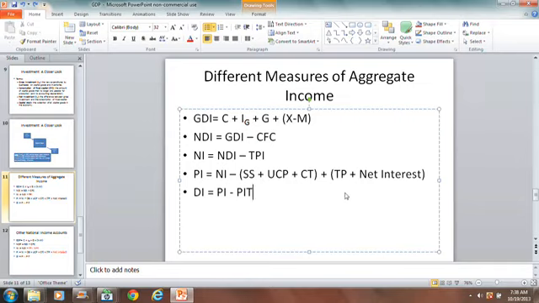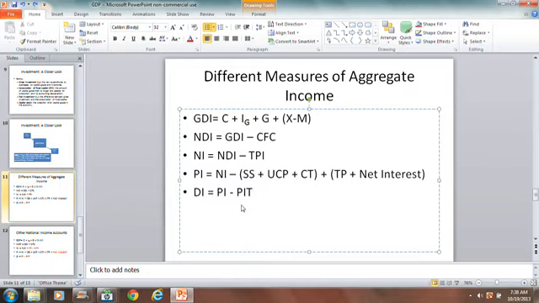And that gives us personal income. The last measure of income, which is the one that's going to be very useful later in the course, is disposable income. You take your personal income, which you just calculated after going through that convoluted process, and subtract from it personal income taxes, PIT.